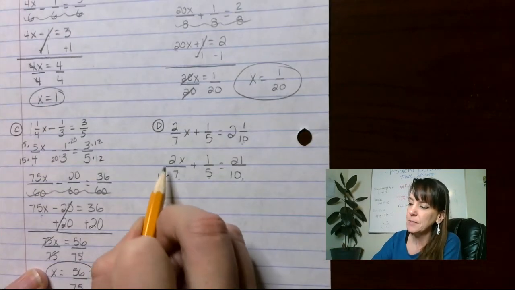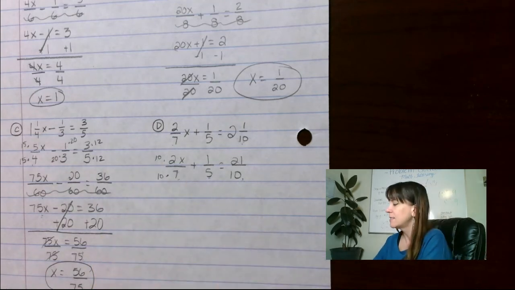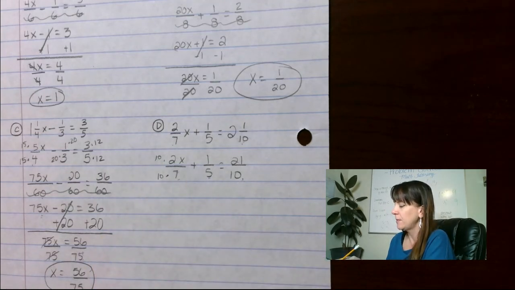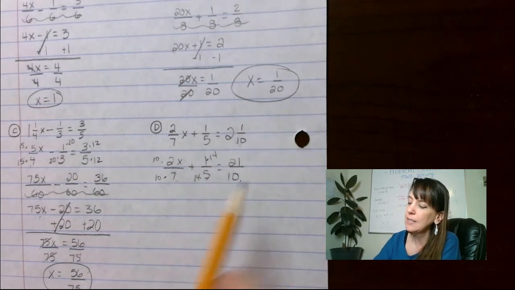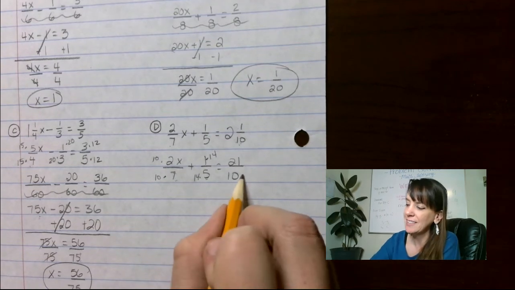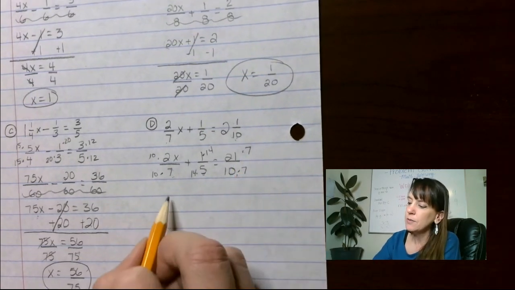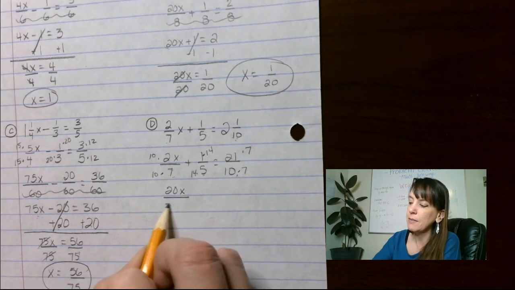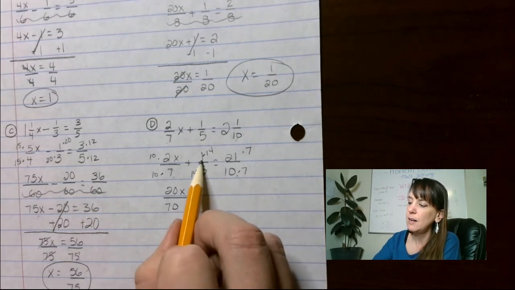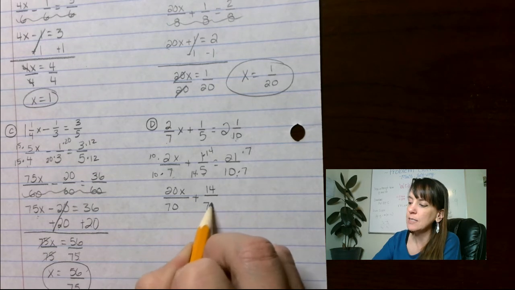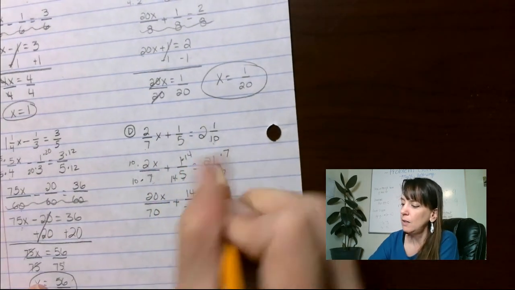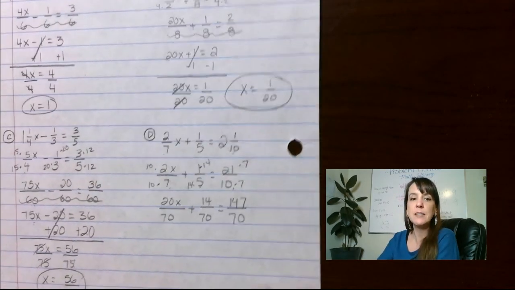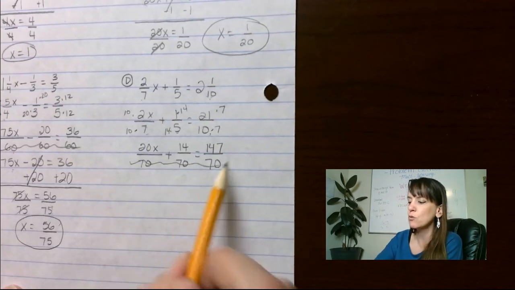So times 10, times 10. 70 divided by 5 is 14. So times 14, times 14, 10, and we're going to 70. Think about that for a second. All right, so now we end up with 20x over 70 plus 14 over 70 equals 21 times 7, 147 over 70. All of our chunks now have a common denominator, so get rid of it.